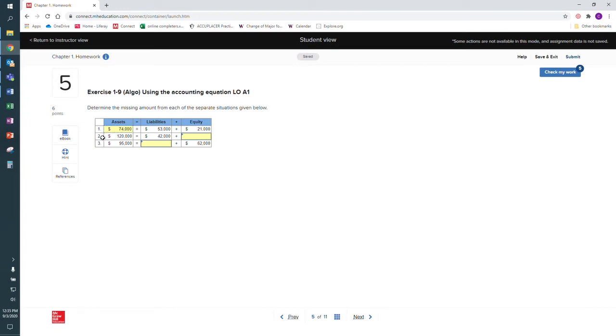Now, assets in the second one are 120,000, and we have 42,000 in liabilities. So what must be our equity? So we have 120, we subtract the 42,000 from it, and our equity must be 78,000 to make our accounting equation balance. So we can double check that by saying 42,000 plus 78,000 is 120,000, which is what we have in the assets, so we know we did that one correctly as well. All right, I'll leave number 3 for you to figure out for yourself, and we'll move on to the next one.